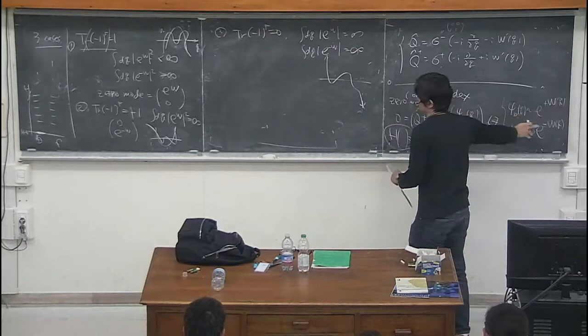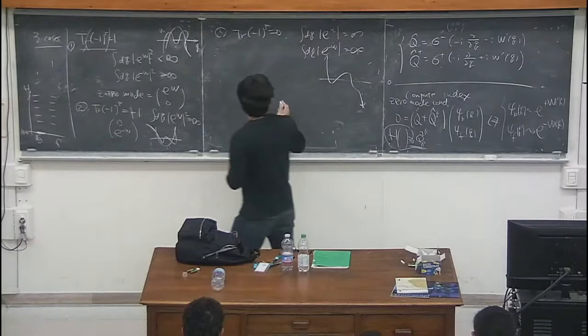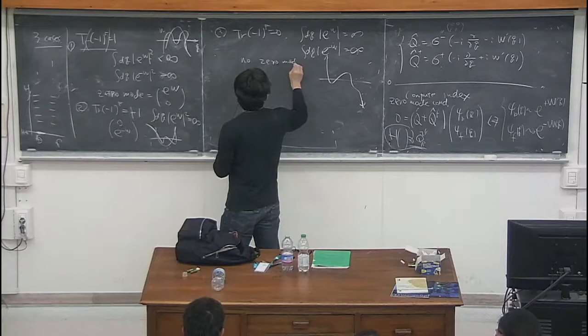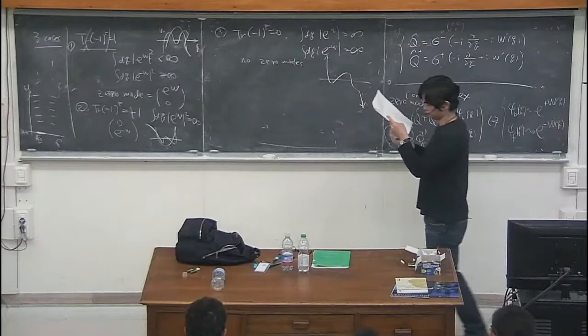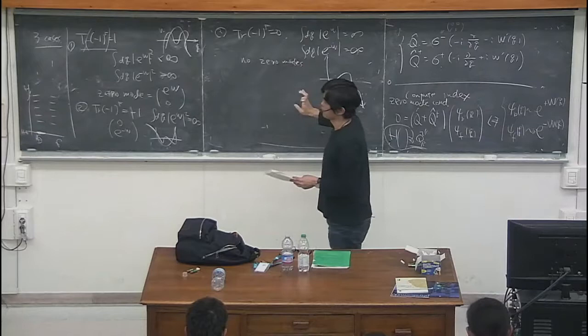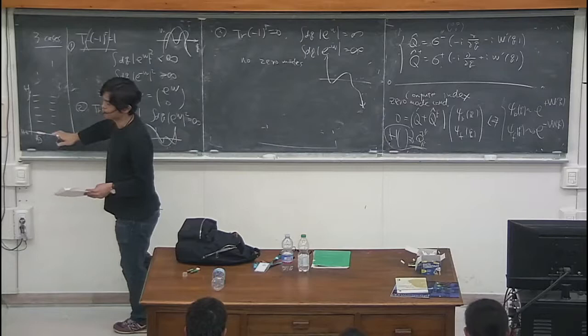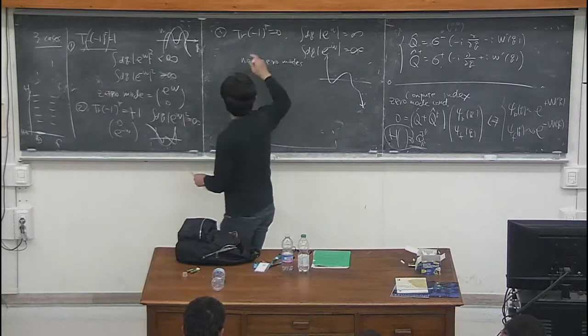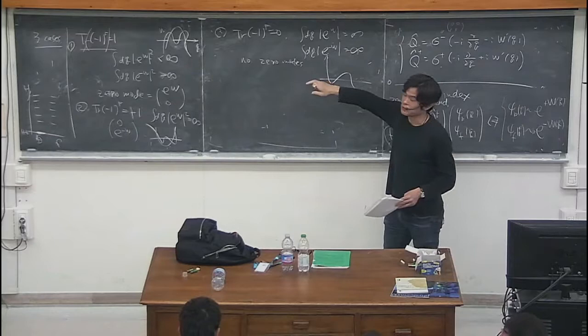Both candidates of the zero mode are non-normalizable, so there is no zero mode. So the index is zero. This is the supersymmetry breaking case. Zero mode is a vacuum. In the earlier case, there is only one vacuum, a bosonic vacuum, and there is a fermionic vacuum. In this case, there is no supersymmetric vacuum, so this is a SUSY breaking case.